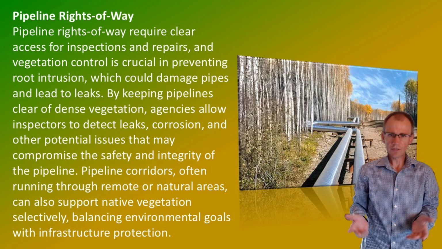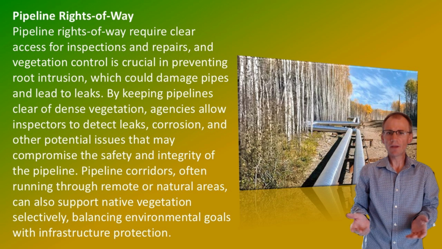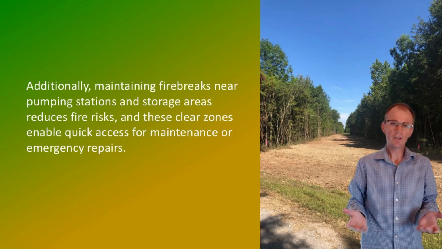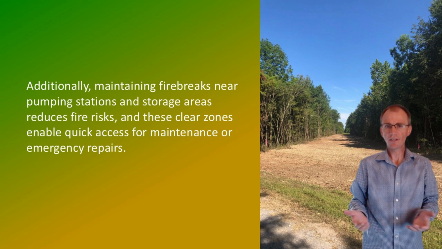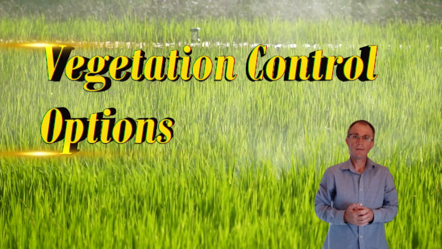Pipeline corridors, often running through remote or natural areas, can also support native vegetation selectively, balancing environmental goals with infrastructure protection. Additionally, maintaining fire breaks near pumping stations and storage areas reduces fire risk, and these clear zones enable quick access for maintenance or emergency repairs.